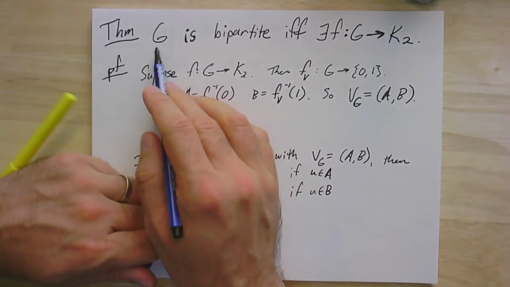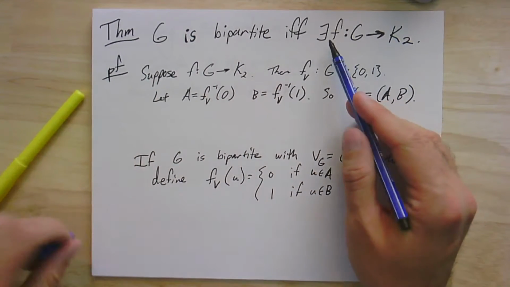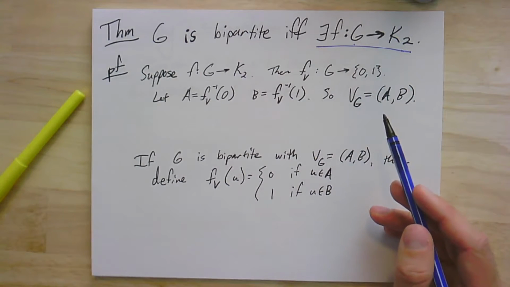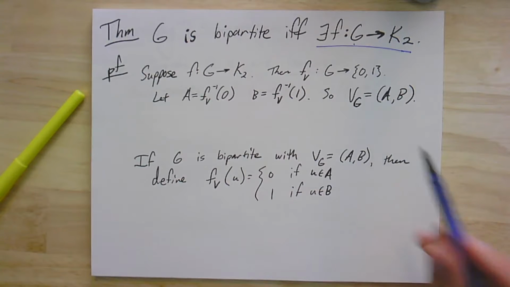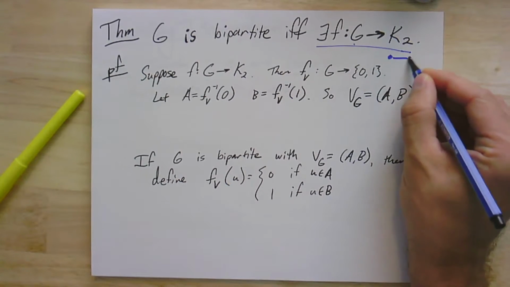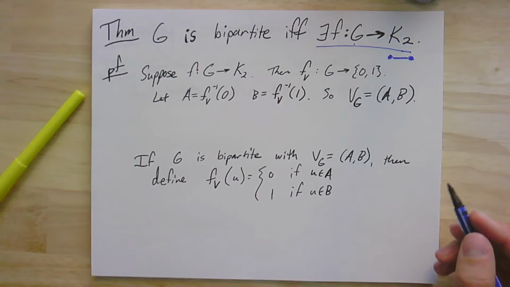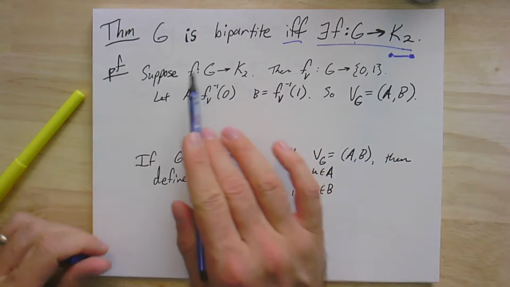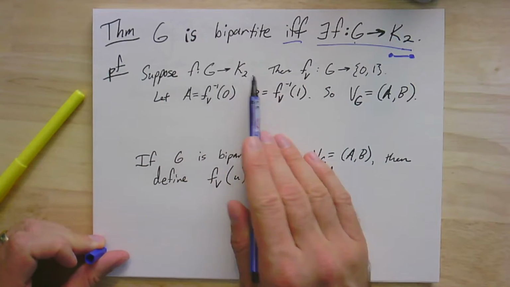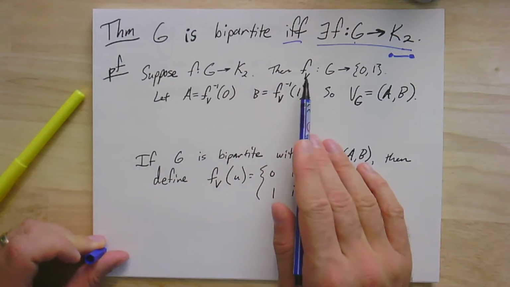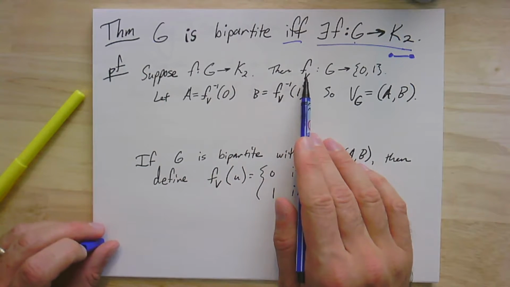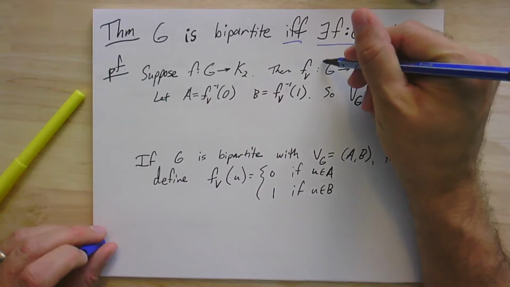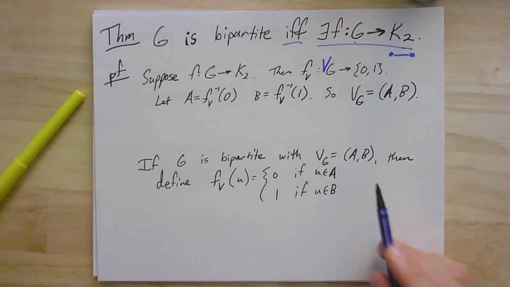The claim here is that a graph is bipartite if and only if there's some homomorphism from the graph into K2, which is, remember, the complete graph on two vertices. It just looks like two vertices and one edge. So there's two directions here because it's an if and only if. So first case, suppose we have this homomorphism from the graph into K2. Okay, so that homomorphism is a pair of functions. So on the vertex set, I've got this mapping from, I put G here, but this should be from the vertex set of G into 0 and 1.